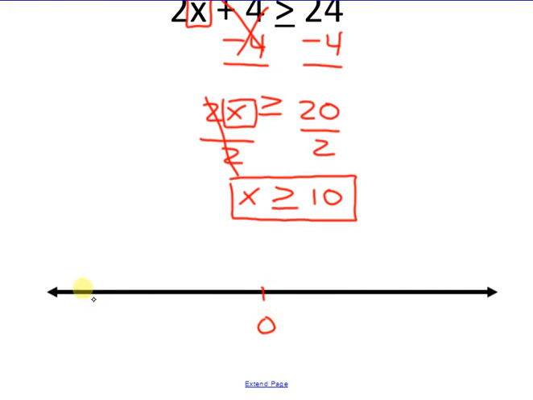So we have 0 here, negative 10 here, positive 10 here. This tells me closed circle over the positive 10, arrow going to the right. So the only time we flip the sign is when we multiply or divide by a negative.